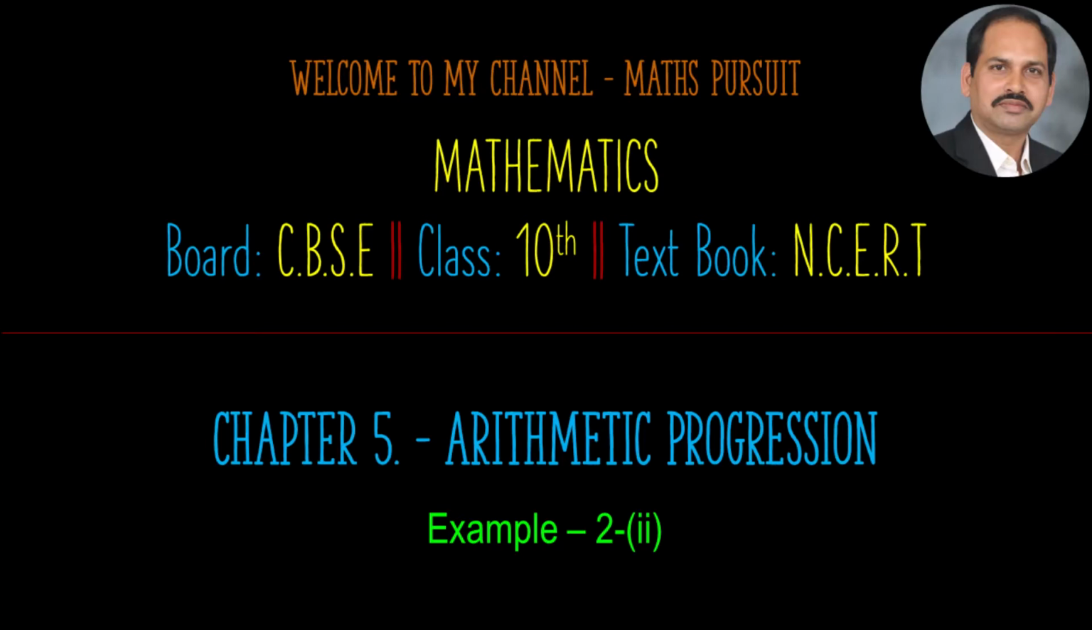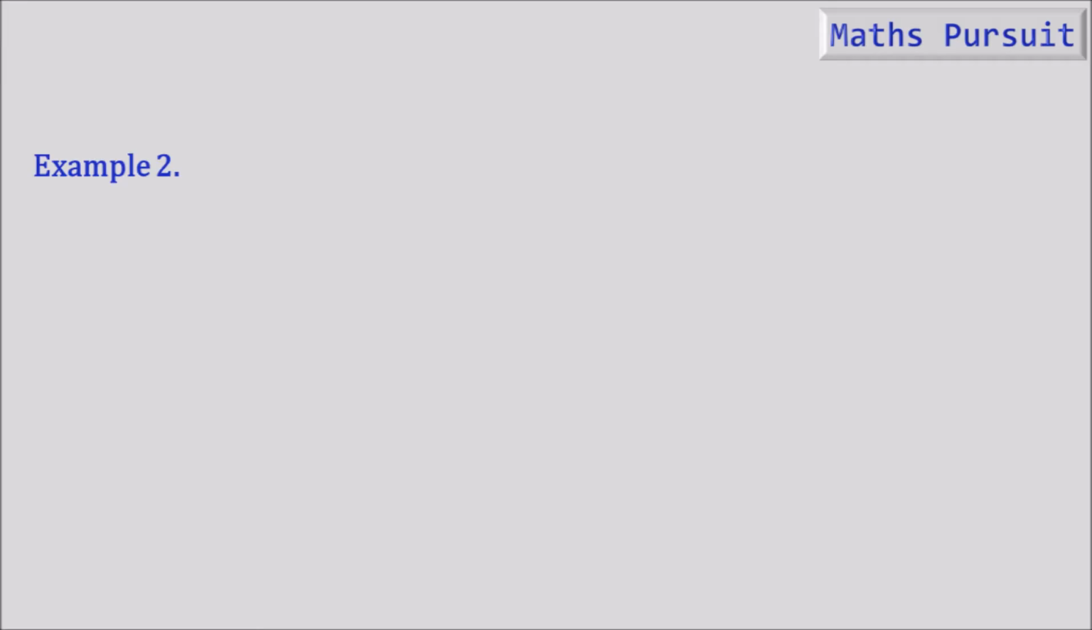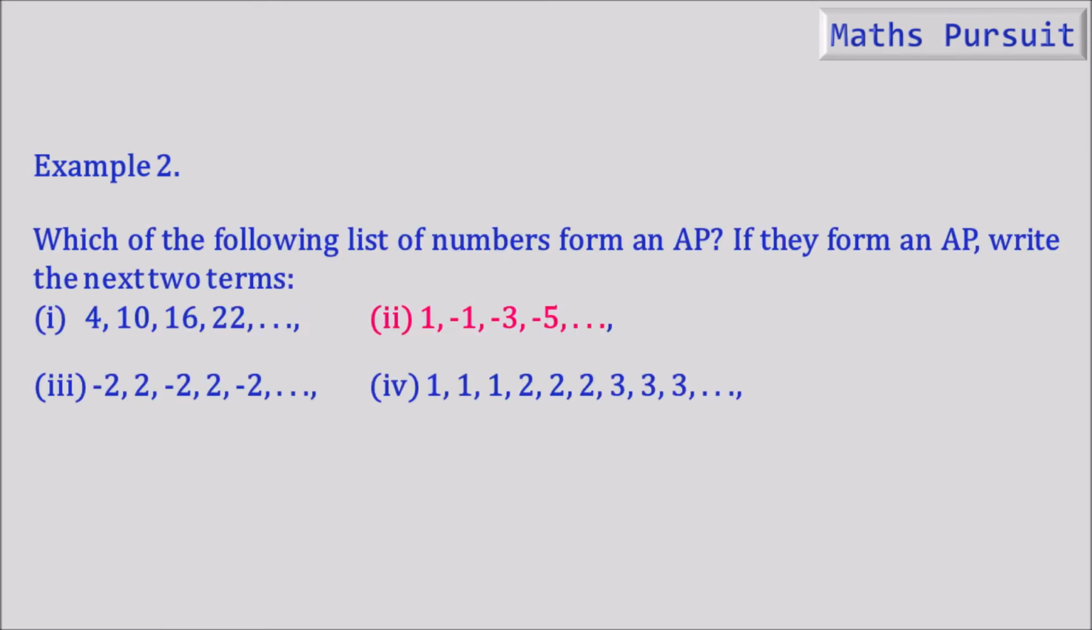Today we are going to look into example 2 bit 2 from chapter 5 called arithmetic progression. So let's see what exactly we have in example 2 bit 2. Coming to example 2, it is given: which of the following list of numbers form an AP? If they form an AP, write the next two terms. And the given number sequence is 1, -1, -3, -5.